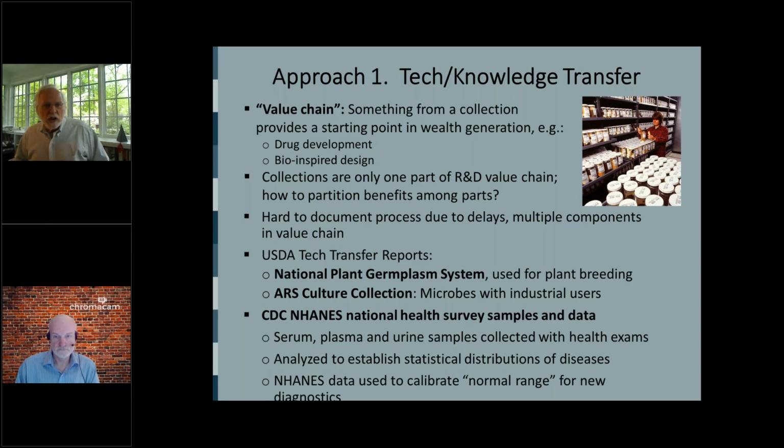But in our discussion of how you document and estimate the value generated with this method, we have to recognize that the collection can only be the starting point, or one component in a long value chain, and there are many other sources leading to an innovation and a marketable product. How do you partition the eventual cash flow, the market value of the invention or the product, among all those links in the value chain?